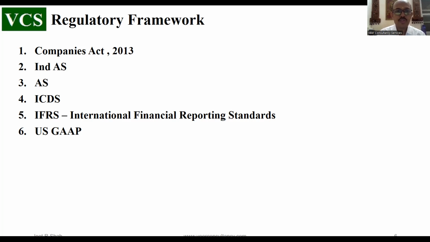The fourth set of rules is provided under Section 145 of the Income Tax Act, which is known as the Income Computation and Disclosure Standards, or ICDS. In case the company is listed outside India, then it might have to follow US GAAP or IFRS, depending on where it is listed.